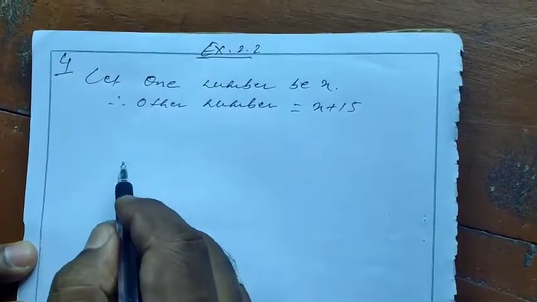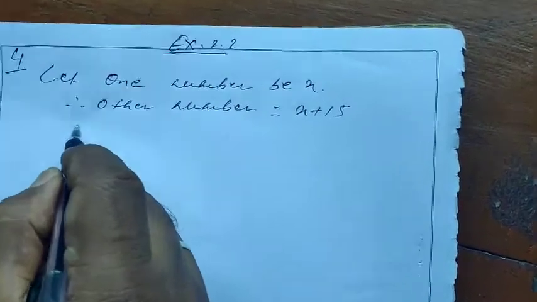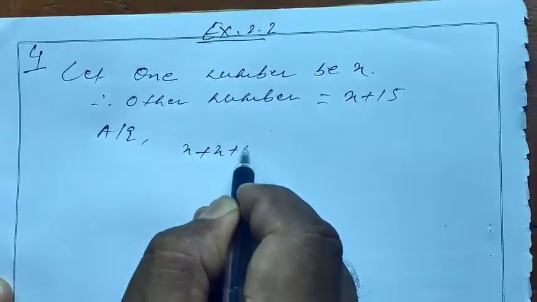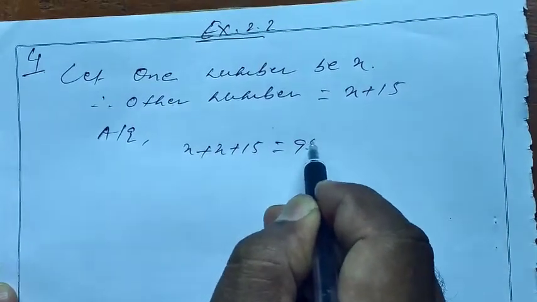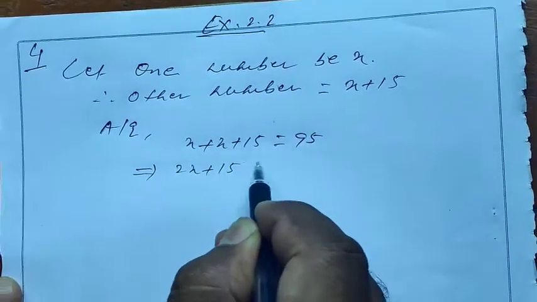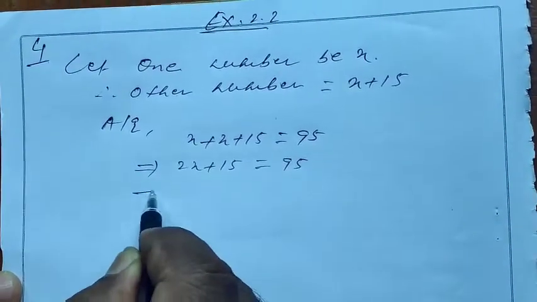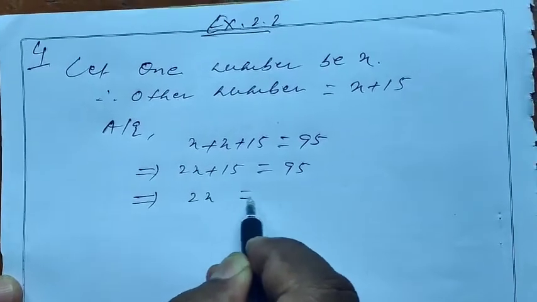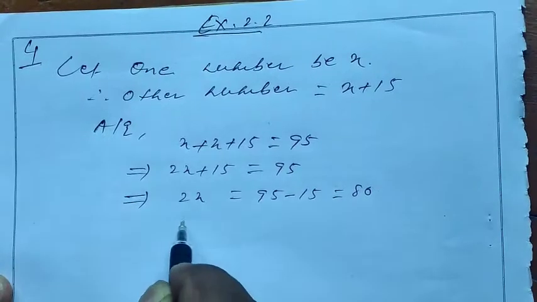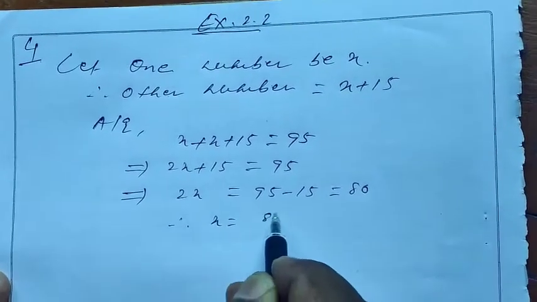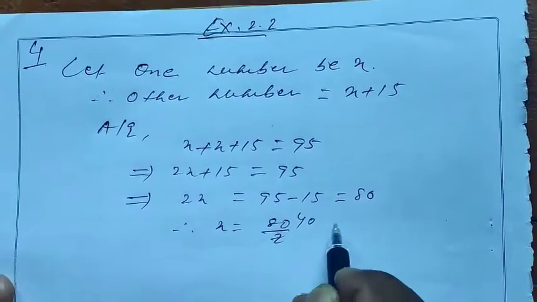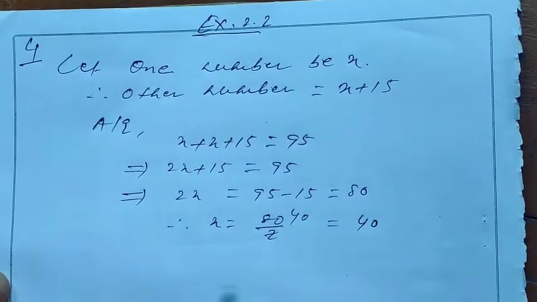And sum of these two numbers is 95. According to the question, x plus x plus 15 is equal to 95, and therefore 2x plus 15 is equal to 95, and 2x is equal to 95 minus 15, which is 80, and therefore x is equal to 80 by 2. 2 fours are 8, so 40, and therefore the first number is 40.